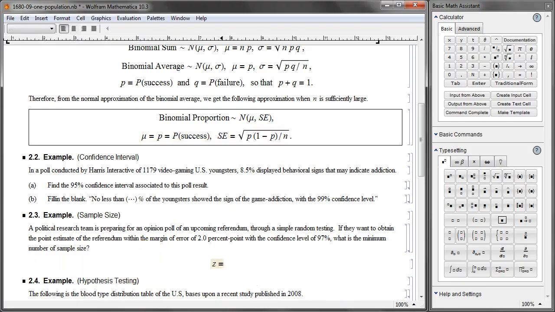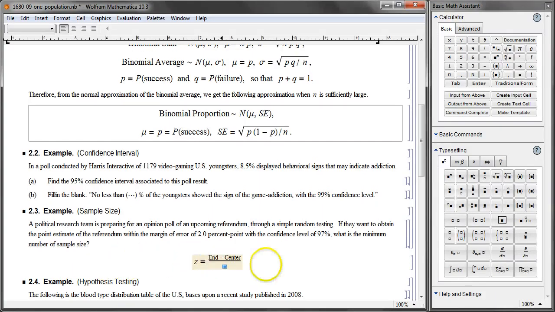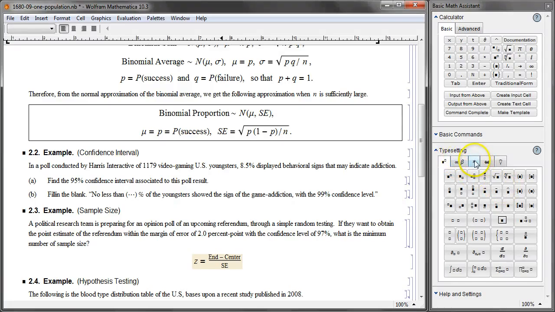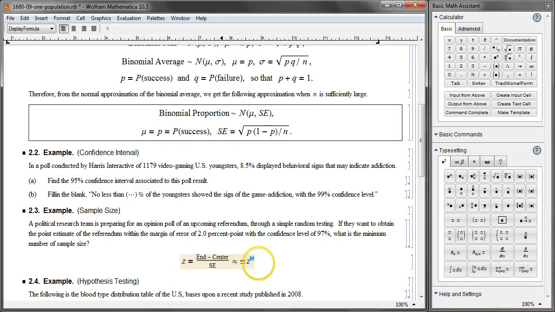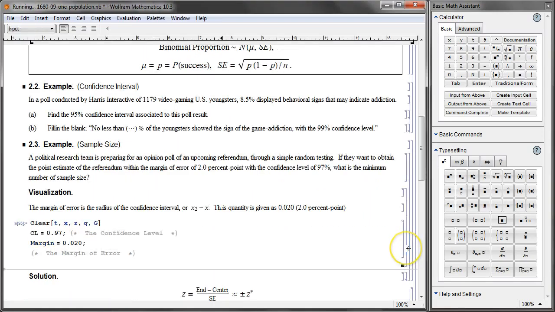So the z-score is x-bar minus center over standard error, isn't it? And that's going to be approximately equal to plus or minus a certain z-score, which we will look up. This z-score will be associated with 97% in the middle, which means 1.5% to the left and 1.5% to the right. Now, how about x-bar minus center? As a matter of fact, I better show you a picture. Okay, here we go.